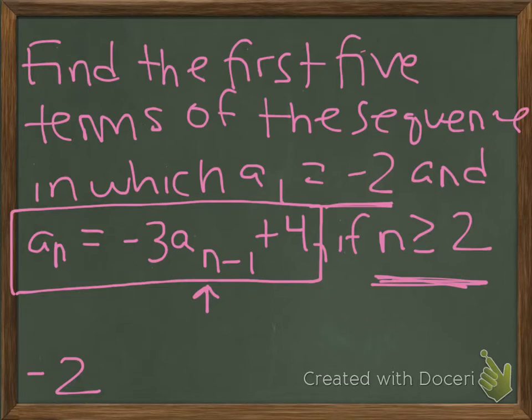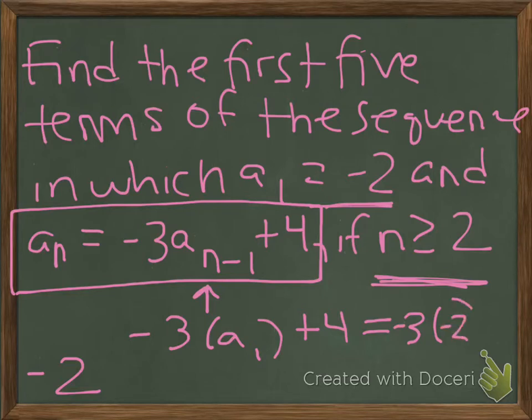So a sub 1 was -2, so that's what we're going to put in for a sub 1. So we have -3 times a sub 1, after we plugged in n is 2, plus 4. So we get -3 times -2 plus 4, which is 6 plus 4, or 10. Then we're going to do that again. So we're going to plug in for our next term.